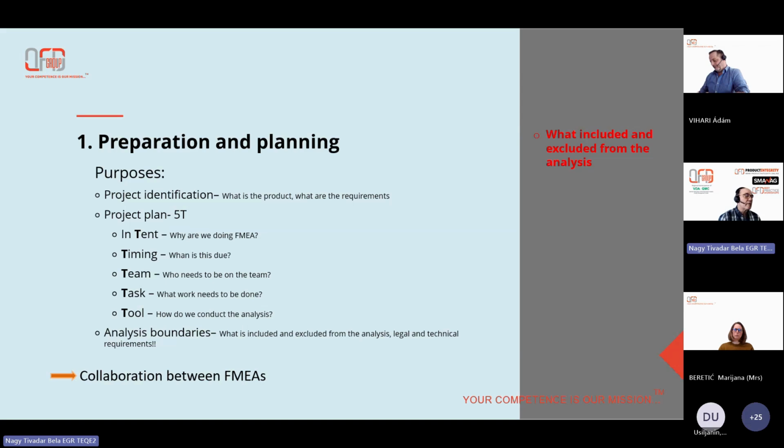There are regulatory and technical requirements. And very important is the collaboration between FMEAs, because we speak about logistic FMEA, logistic activity. Logistic activity is connected to other activities, therefore we should add and use the other FMEA results. Logistic FMEA is connected to the machining FMEA, assembly FMEA, and maintenance FMEA. This is very important so that there is no gap between the analysis steps.